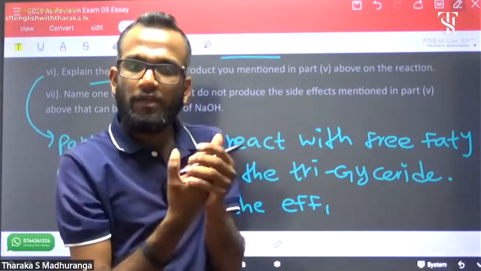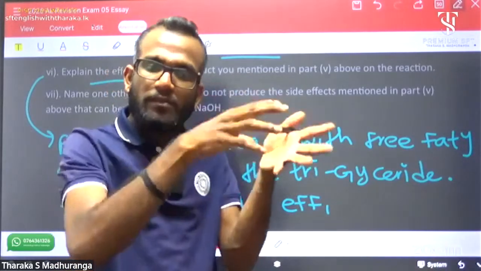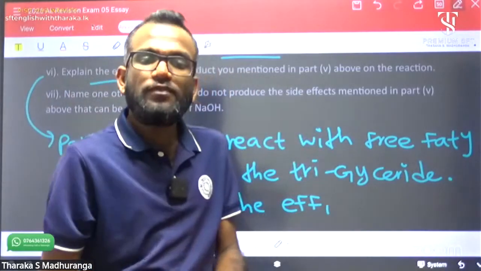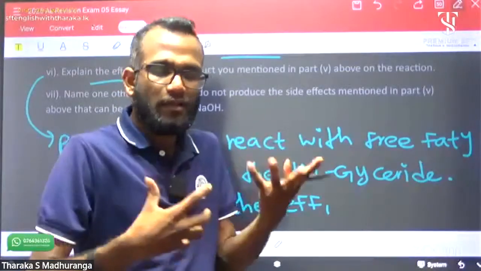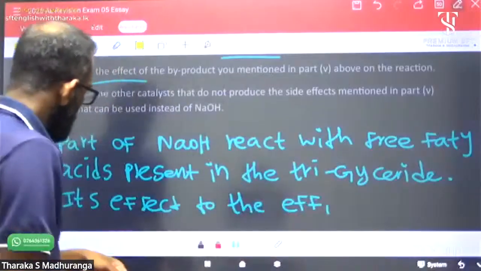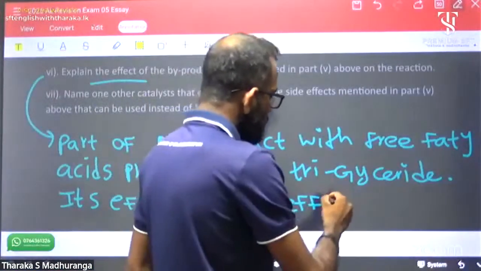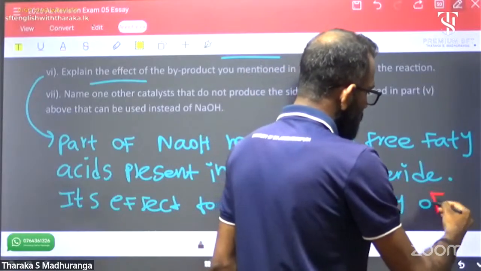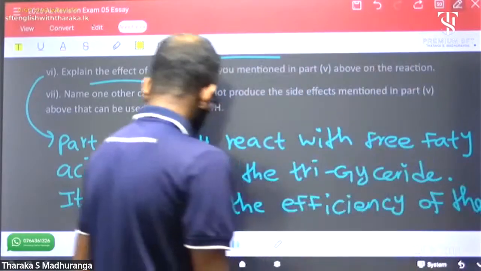What happens if soap is not produced? If it is not producing soap, that part of the triglyceride would also be utilized for biodiesel production, because soap is an unnecessary product. Clear? Okay, it affects the efficiency of the production process.